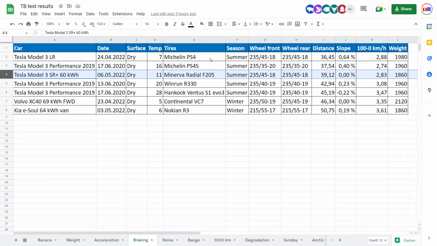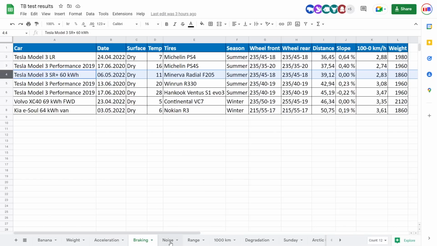But also we see a kind of trend here that it seems like the Michelin Pilot Sport tires are really good. Especially, what the heck happened here? The Michelin Pilot Sport 4. Yeah, this is the best result ever. 36 meters. Okay, slope is slightly up, but yeah.